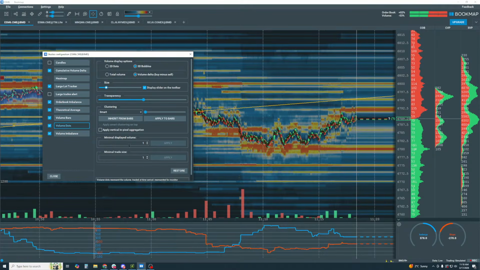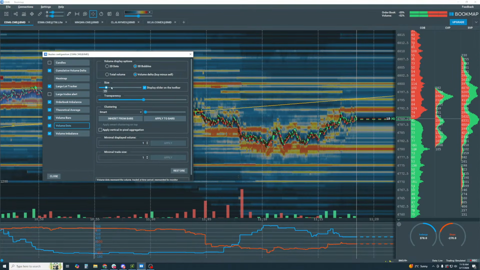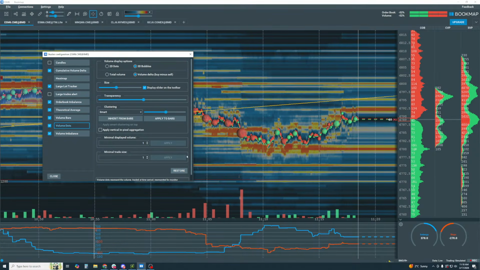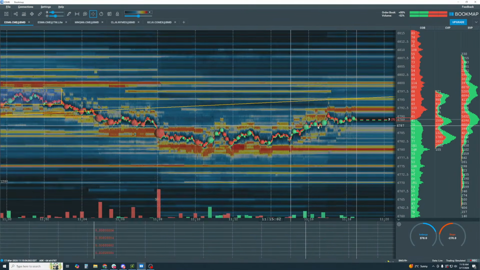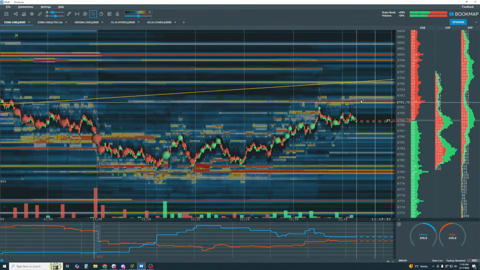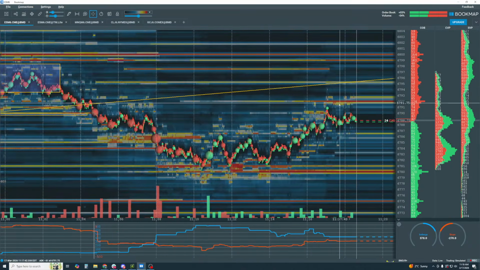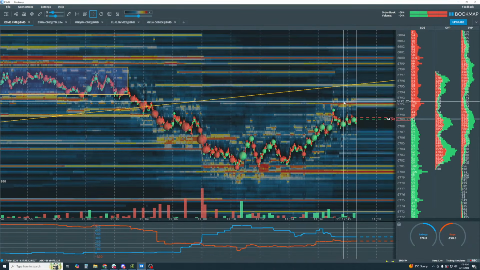There's also some of these minimum displayed volume or trade size settings in here as well. Boy, it's been a while since we went through some of the settings in here in more detail.